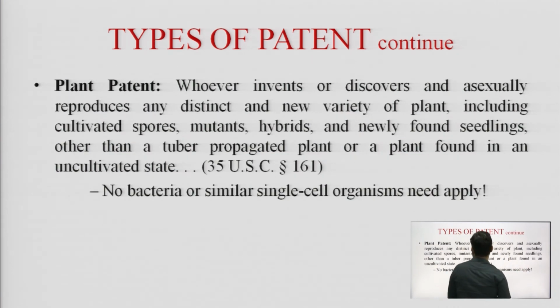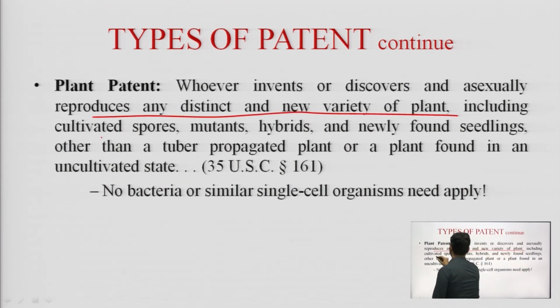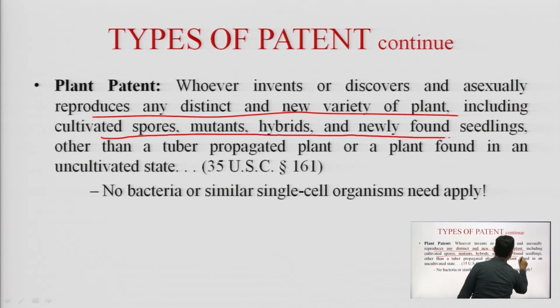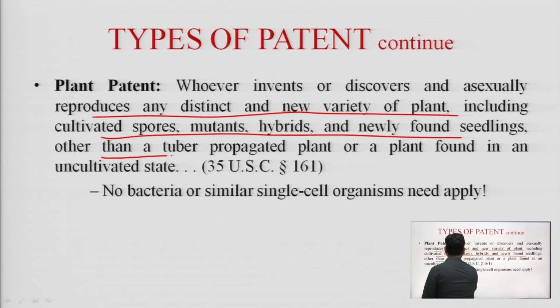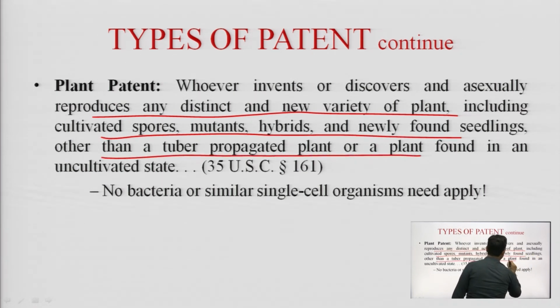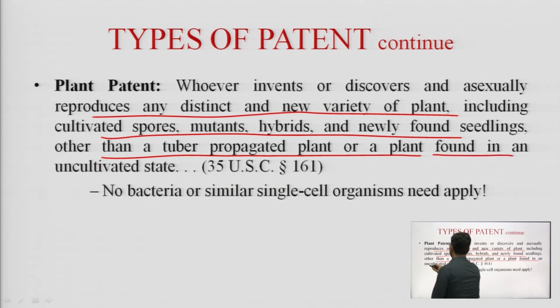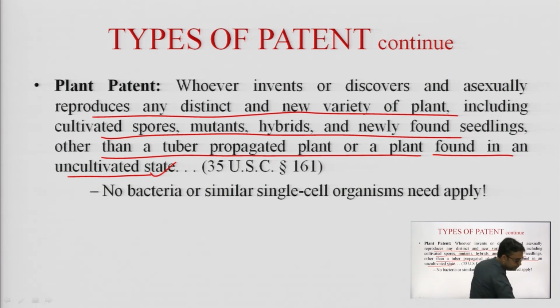Plant patent: whoever invents or discovers and asexually reproduces a distinct, new variety of plant, including cultivated spores, mutants, hybrids, newly found seedlings, other than a tuber propagated plant or a plant found in an uncultivated state, can be given a plant patent.